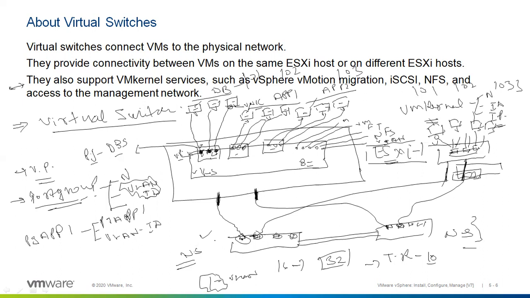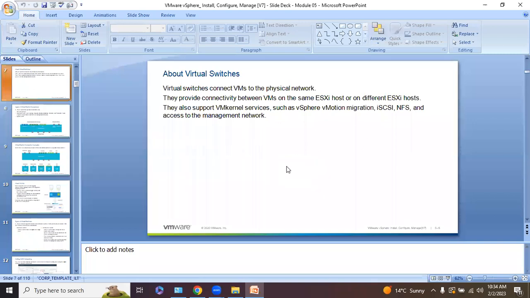Cool. Can I remove this slide now? So we generally make port groups for segregation purposes, like VLAN, network segmentation being achieved by creating different port groups.